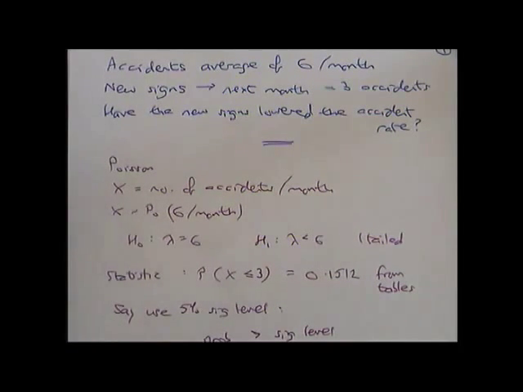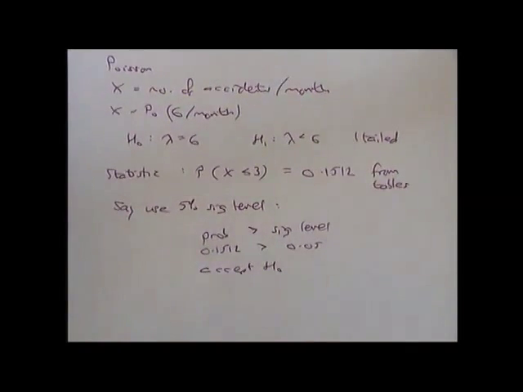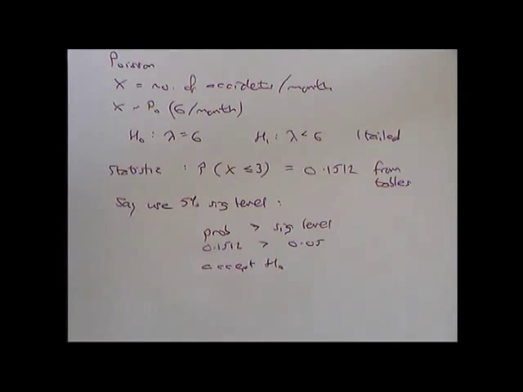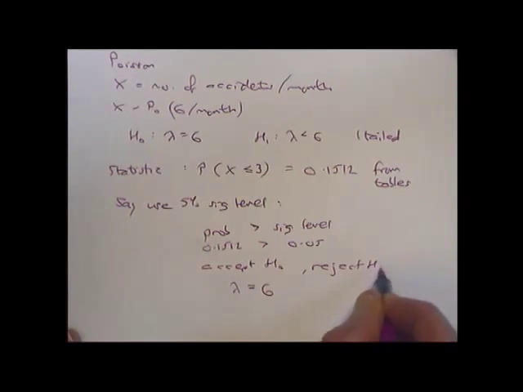In other words, there's a 15% chance this could have happened without any change to the signs anyway, under the null hypothesis. So it's definitely not significant. We'll accept H0, that lambda is still 6, and we will therefore reject H1.